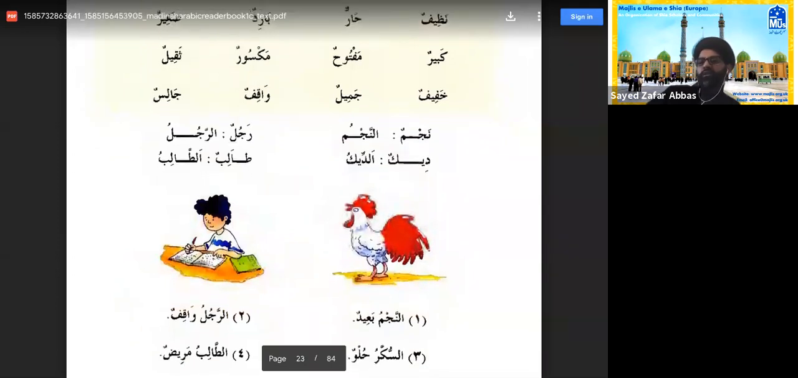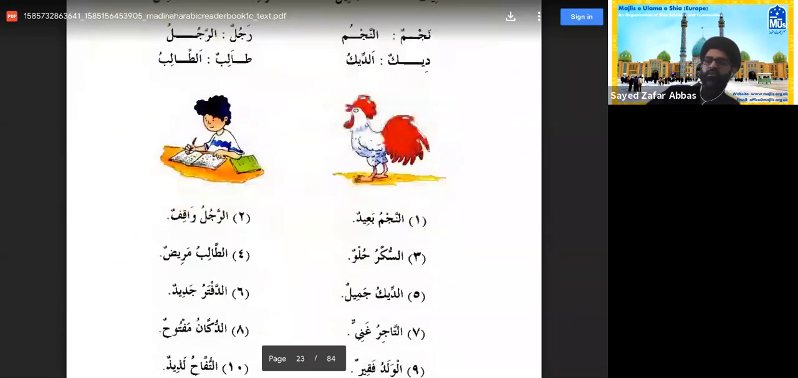Now you noticed that when I said these words with alif lam, I didn't pronounce the lam. I didn't say al-najm, I said an-najm. I didn't say al-rajul, I said ar-rajul. I didn't say al-dik, I said ad-dik. I didn't say al-talib, I said at-talib. Okay. Why is that? That will be explained on the next page. But just to make it easy to understand, just like in English, we have certain words where we write a letter but we don't pronounce it. I'll give you an example.